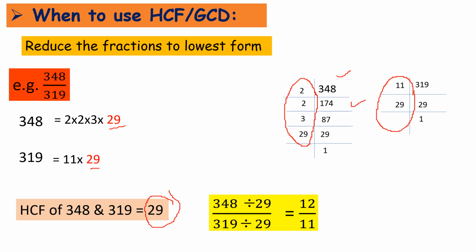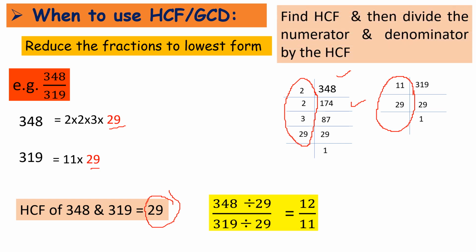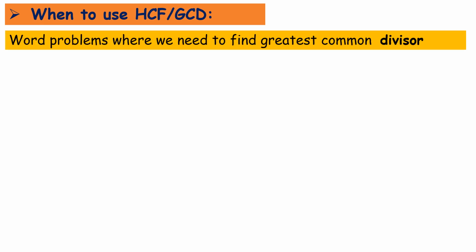So finding the HCF and dividing the numerator and the denominator by the HCF will reduce the given fraction to its lowest form. So this is where we can use HCF. Basically, when we want to reduce a fraction to its lowest form, we find the HCF and then divide the numerator and the denominator separately by the HCF and get the lowest form. Next, where do we use this HCF or GCD? When we have word problems where we need to find the greatest common divisor.